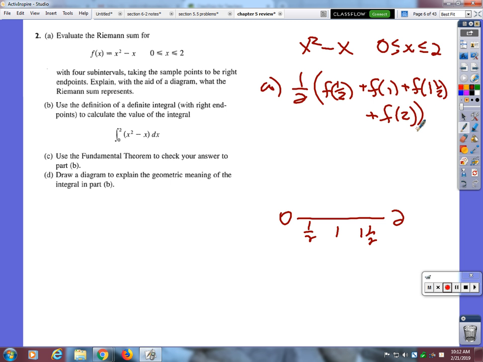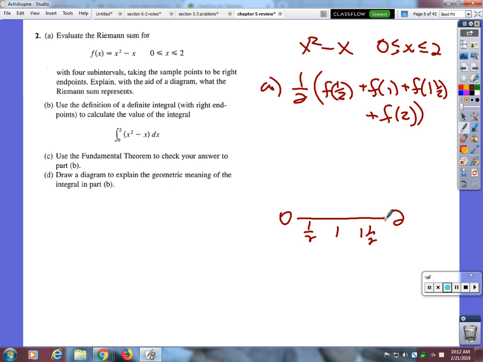No, you don't have to put 0 because it's asking for the right endpoints. And so these are the ones that are on the right. If it said left endpoints, I'd put in 0, 1/2, 1, and 1.5. If it said middle, that'd be gross. I'd put in 1/4, 3/4, 1 1/4, 1 3/4. I'm not going to do all that because that math is fairly simple.